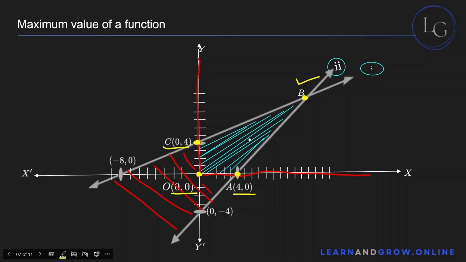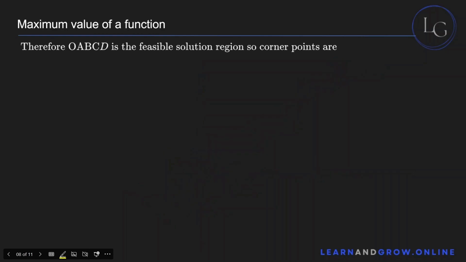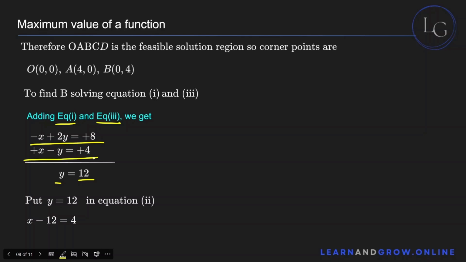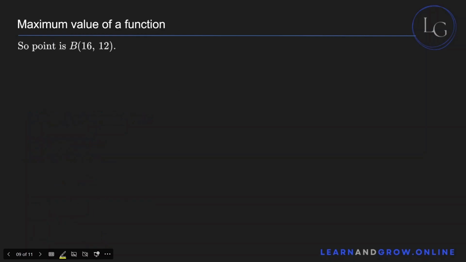We just need to find this point B over here, right? And that can be found by simultaneously solving both equation number 1 and equation number 2, because it is the intersection of both of those lines. So to find B, simultaneously solve them. How do you do that? Well, you add equation number 1 and equation number 2. So when you add them, you get the value of y as 12. Simple, because 2y minus y is y and 8 plus 4 is 12. Simply, y is equal to 12. So when you plug in y is equal to 12 in any one of these equations, you get the value of x, and the value of x turns out to be 16, right? So the point B is 16, 12.